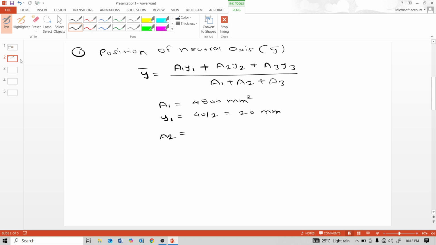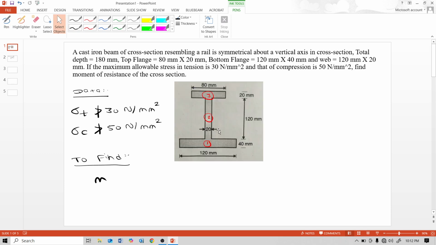A2 is the area of the web. Web thickness is 20 mm and depth is 120 mm. That means 20 multiplied by 120 is 2400 mm square.